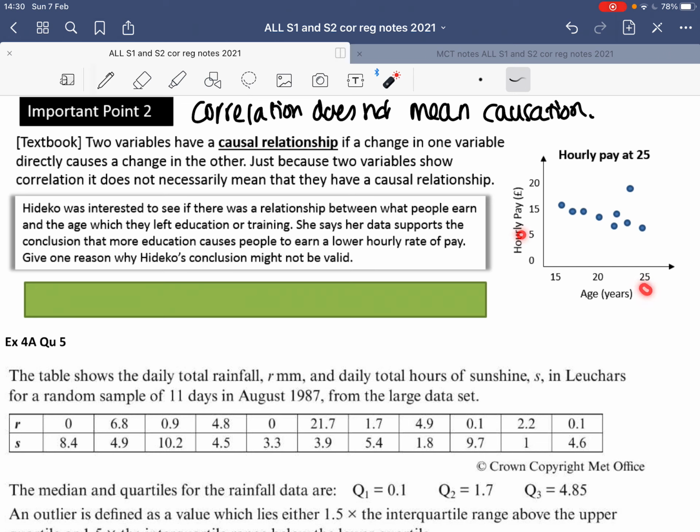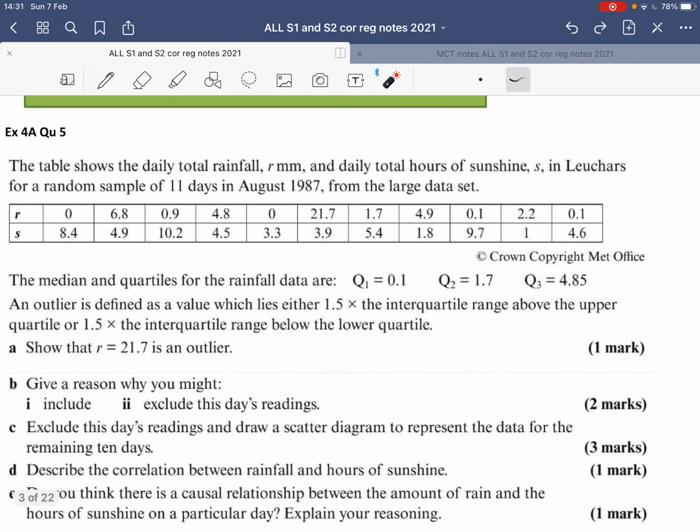She says her data supports the conclusion that more education causes people to earn a lower hourly rate of pay. So what we're asking is, does one cause the other? Does this correlation, because it does show negative correlation, we've got an outlier there, mean that one causes the other? If you think about the situation, it's likely that lots of these people were still in education and hadn't had any work experience. So even though at the moment they're earning less money than the people who left school earlier, the chances are that if this was hourly pay at 25, at 30, at 40, at 50, then these would be earning significantly more money. So one isn't the cause of the other. They are correlated.